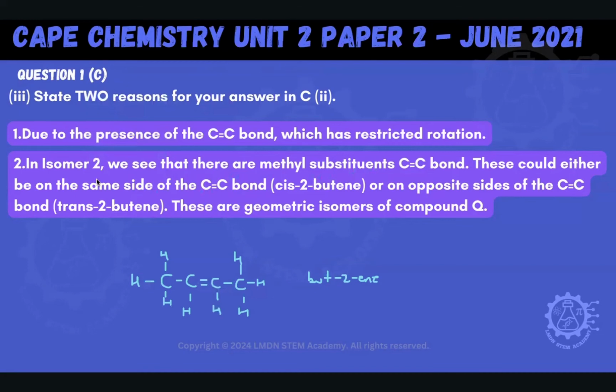Here's isomer 2. And what we're saying is that in isomer 2, we see that there are two methyl substituents on the carbon-carbon double bond. So look at this carbon-carbon double bond. You see that you have a hydrogen here, but then you have a methyl substituent here. And then when you look at this carbon-carbon double bond, you have a hydrogen same way, but then you also have a methyl substituent. So these methyl substituents, and I'm going to show real quick because I think it's important to just visualize it, we could have those methyl substituents being either on the same side of the carbon-carbon double bond. So I could have it being up here, positioned up there.